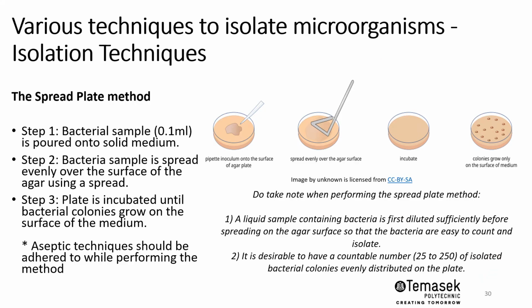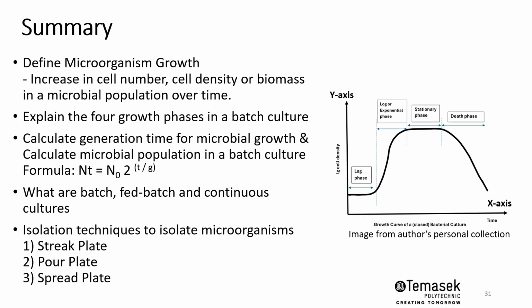Okay, in summary, we have looked at defining microorganism growth. This is the increase in cell number, cell density, or biomass in a microbial population over time. We also explained the four growth phases in the batch culture: your lag phase, your log phase, your stationary phase, as well as your death phase. It's important to know each of these phases in terms of its nutrient level, its physical space, the waste level, as well as the cell density.